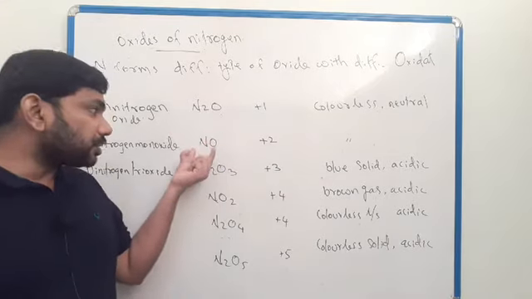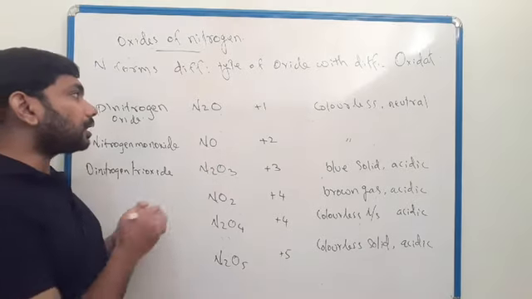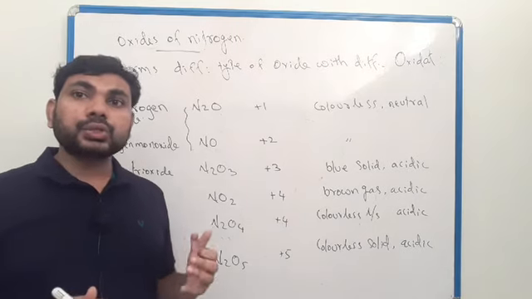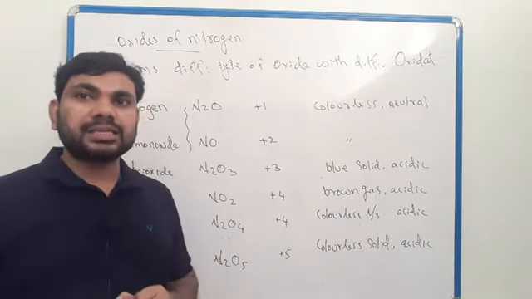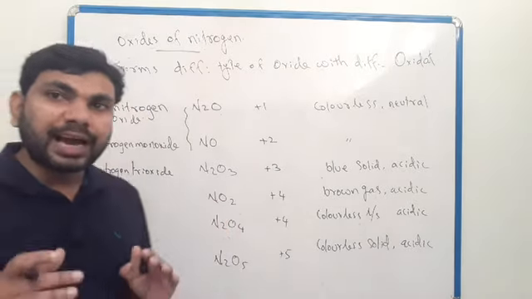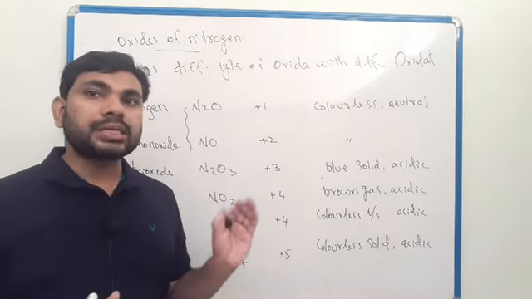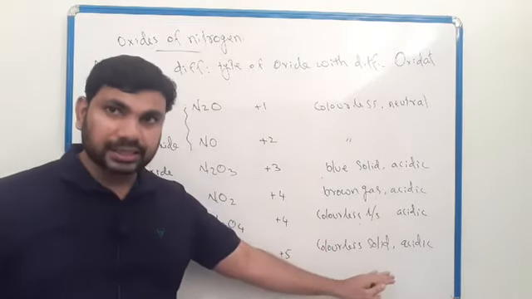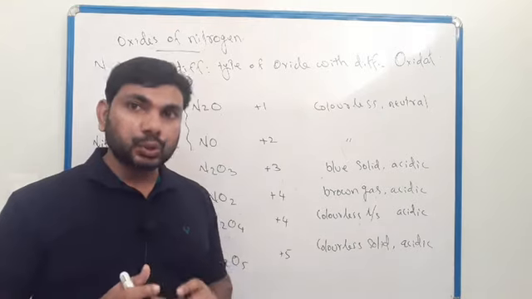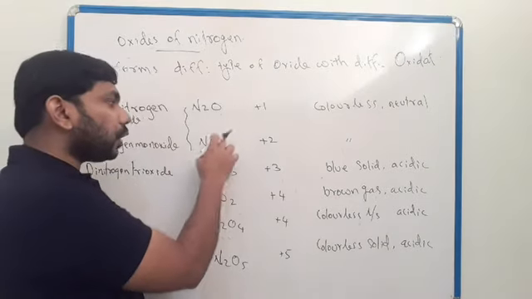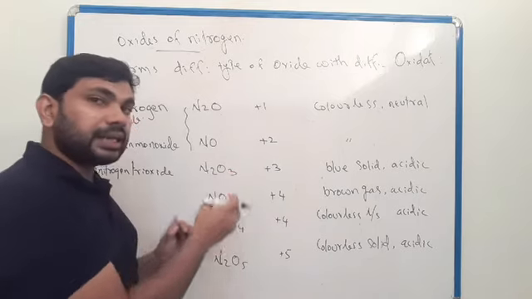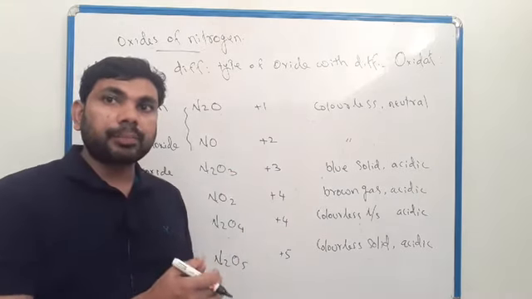Dinitrogen oxide and nitrogen monoxide, these two are colorless gases. Also they are neutral substances, not acidic and not basic. We have to understand here that oxides of nitrogen are basically acidic. Only two oxides of nitrogen are neutral, which contain only one oxygen. The rest of them contain more than one oxygen and are acidic. You can remember it like this.